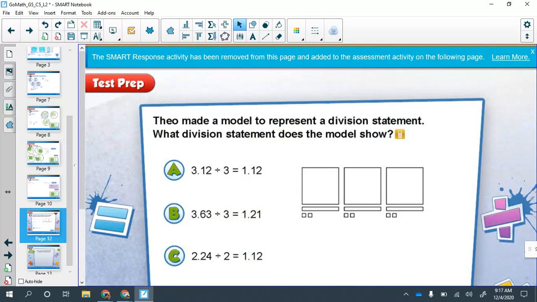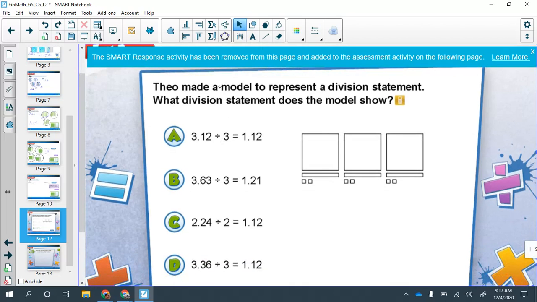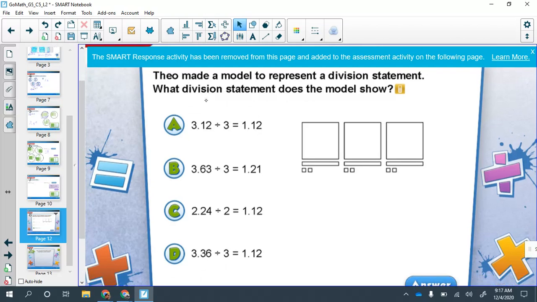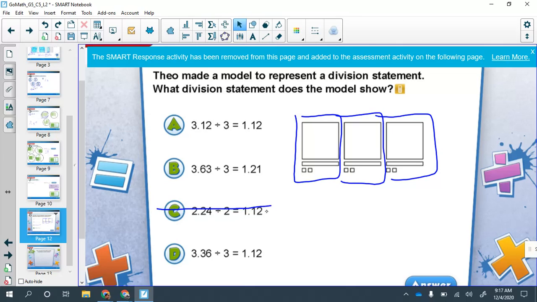The last one I want to look at is this one. And here it says that Theo made a model to represent a division statement. Which of these division statements do we see modeled over here? Well, when I look at this, right, they didn't draw circles, but they did sort everything into 3 nice, neat, and even little groups there. So I know that I'm dividing by 3, so it can't be C because C, the divisor, is 2.